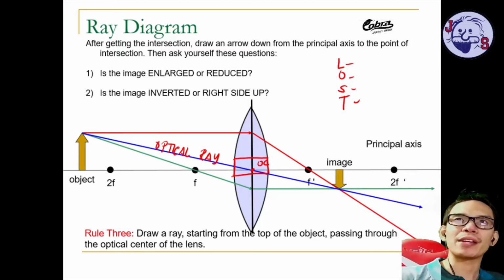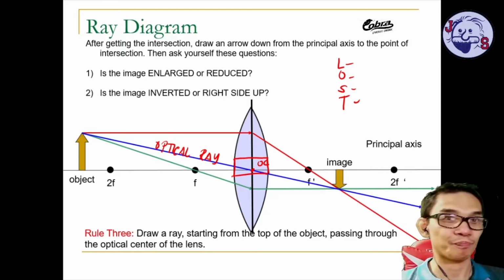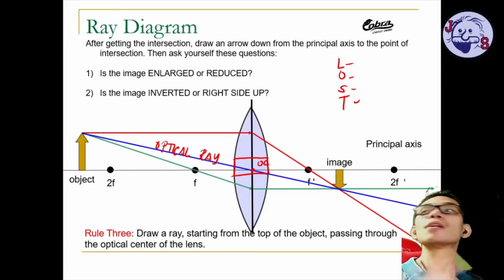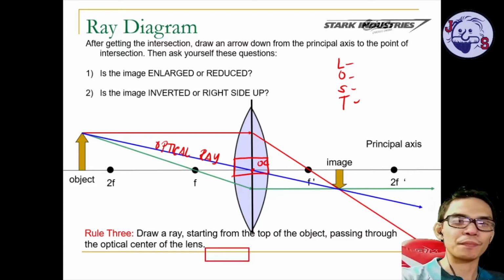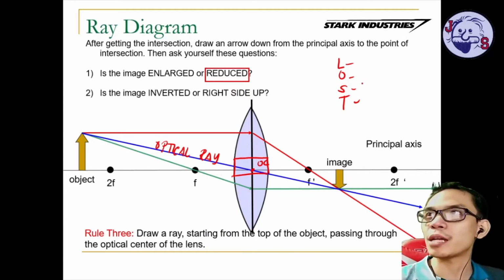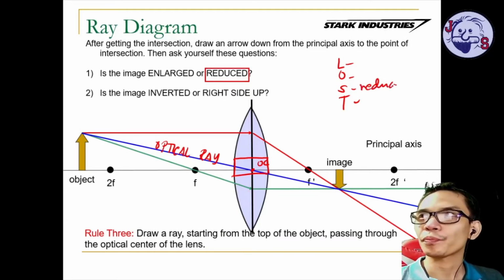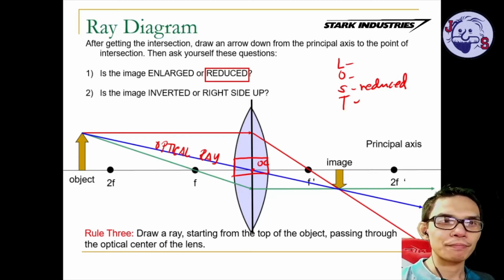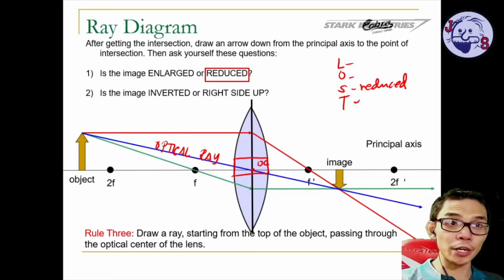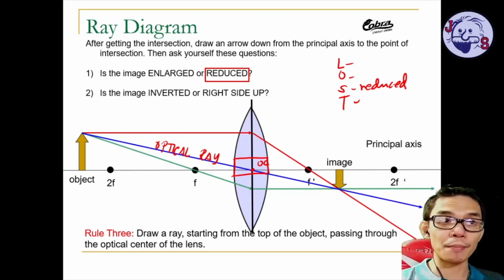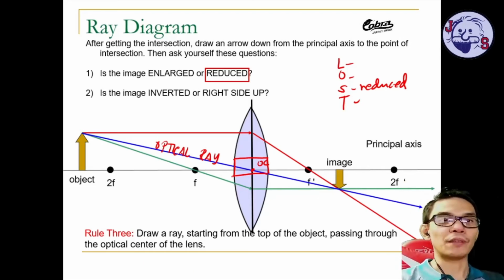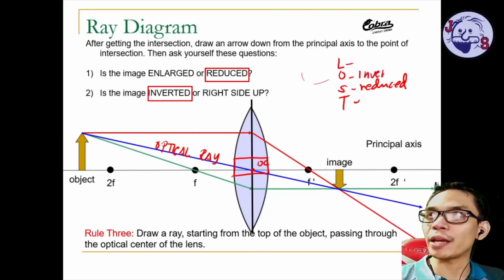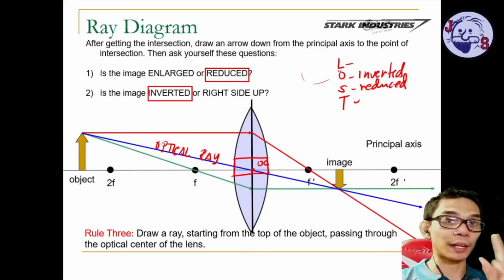First one, is the image enlarged or reduced? The image is reduced, as you can see. So that is the size: reduced. Next one, is the image inverted or right side up? As you can see on the ray diagram that you have, the image is inverted. If the image is inverted, then automatically that is a real image.